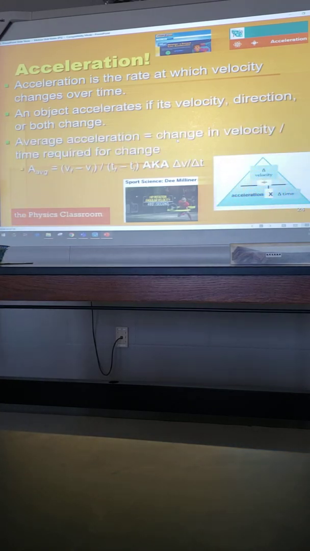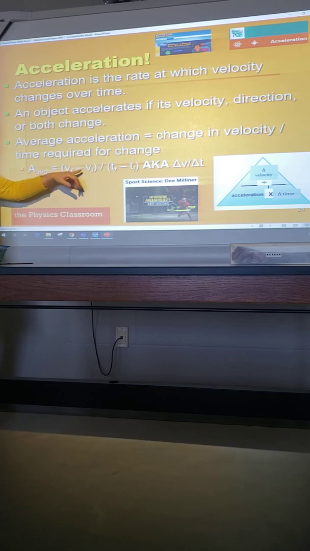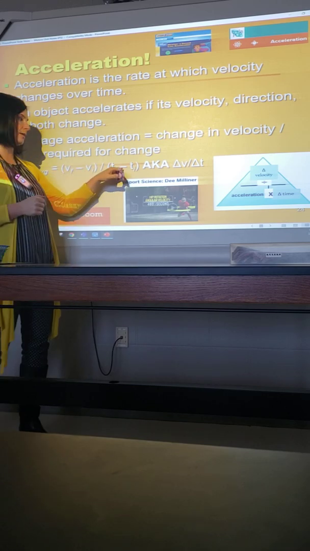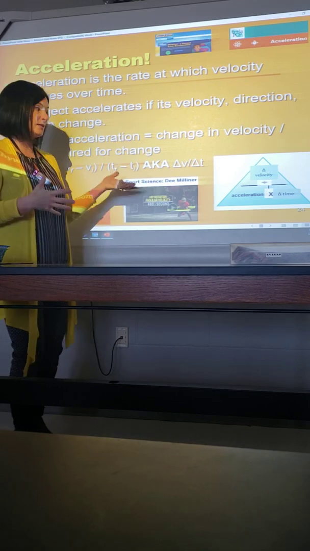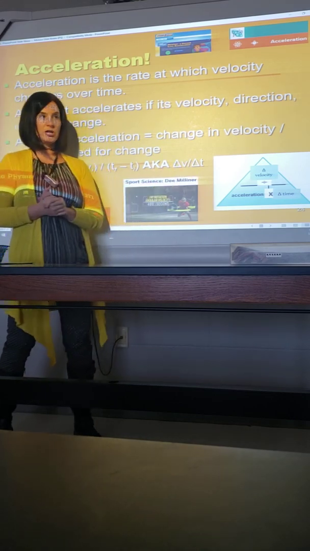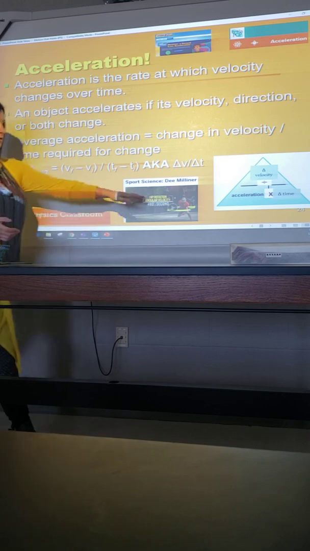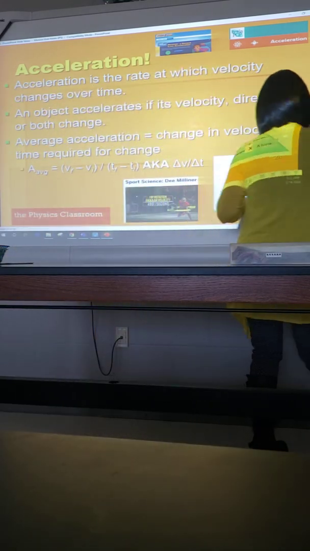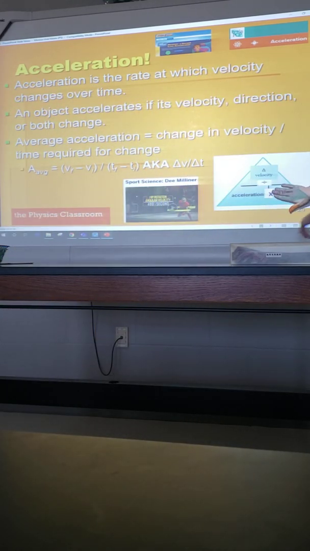All right, so average acceleration is your change in velocity divided by the change in time, or the time required for that change to actually happen. So here's the equation. Average acceleration is final velocity minus initial velocity divided by final time minus initial time. The easy way to think of this is our change in velocity over our change in time. You can see we have a triangle. If we're solving for time, we would cover it up and it's velocity divided by acceleration. If we are solving for velocity, it'd be acceleration times time.